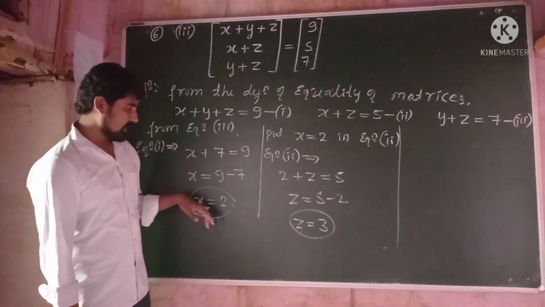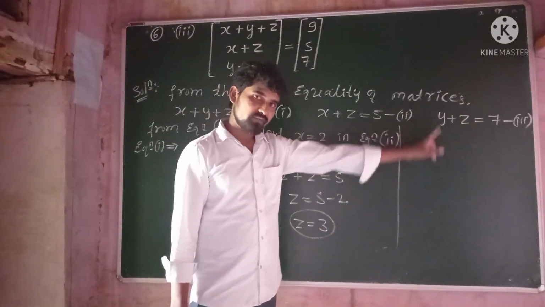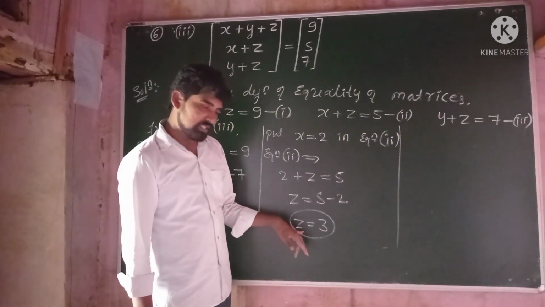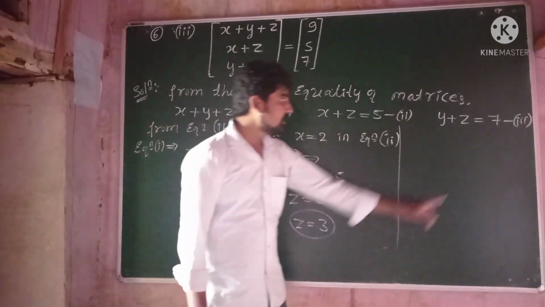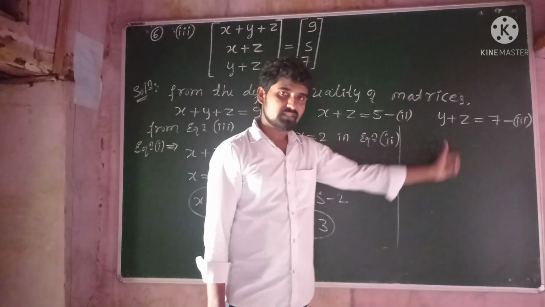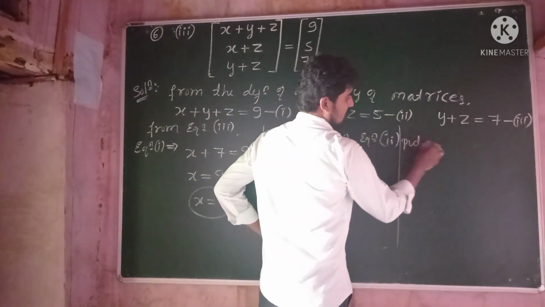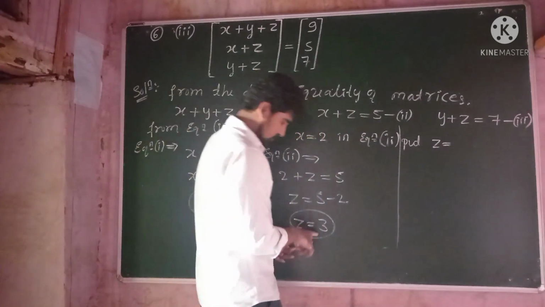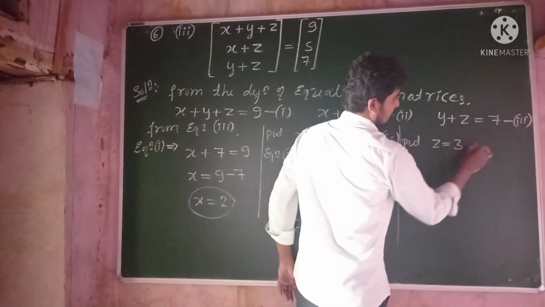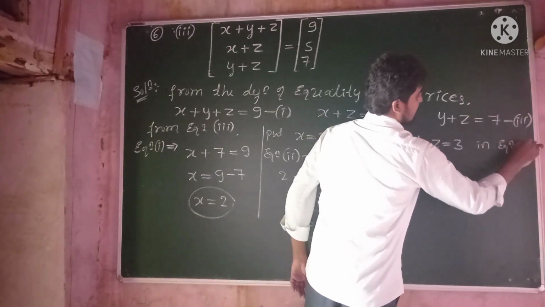Now we get the values of x and z. Still we need to find the value of y. For that, substitute this value of z in equation 3. Directly we get the value of y. So what is the third step? Put z is equal to 3 in equation 3.